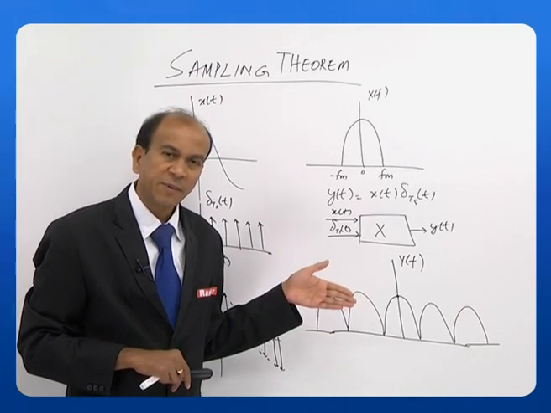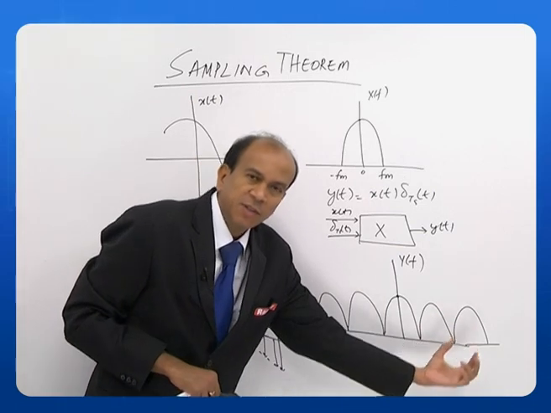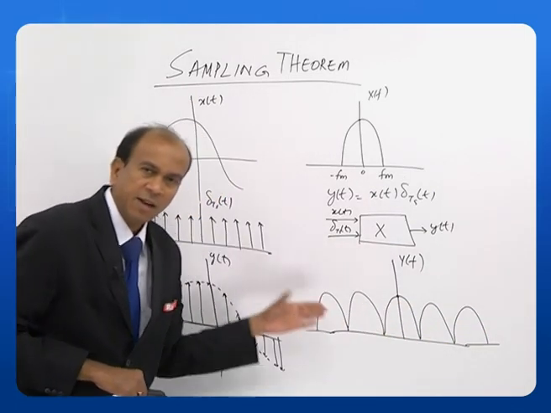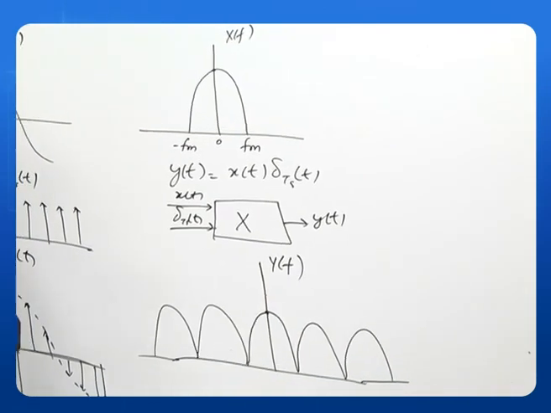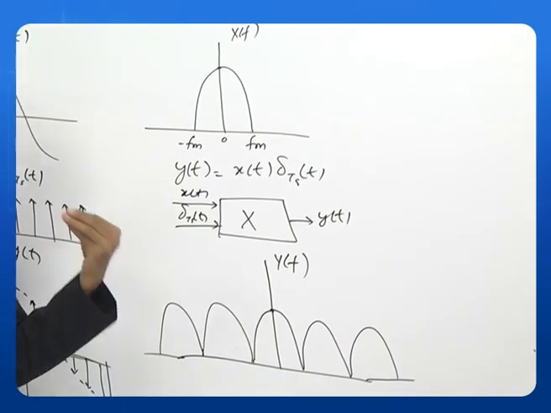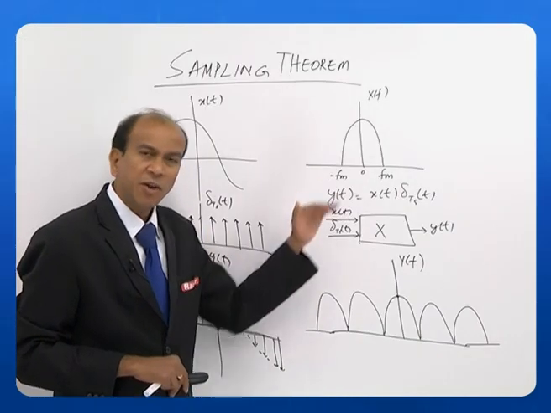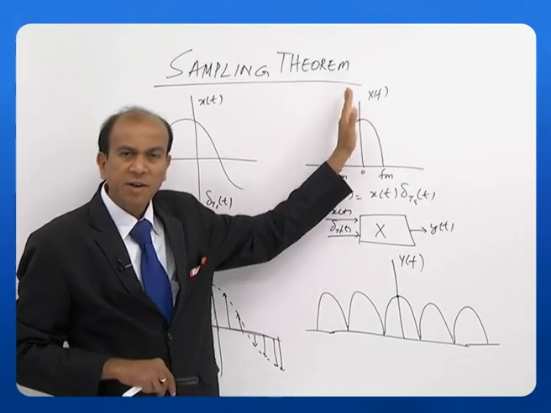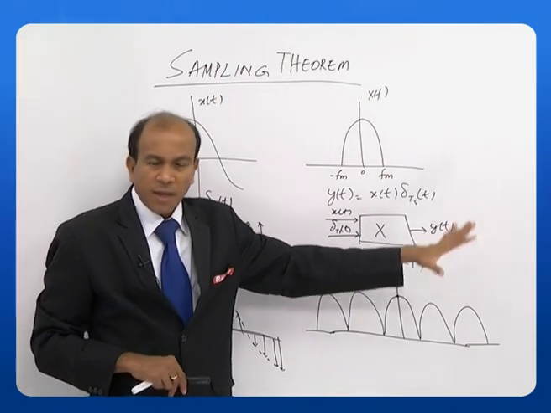What is the frequency of repetition? Fs, 2fs, 3fs, like that. So, similarly here also. That means we have a function y of f, which is a sampled frequency domain function, which is a repetition of x of f at a repetition rate of frequency fs. So, this is how it works.